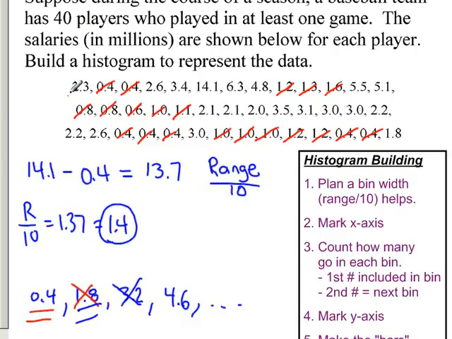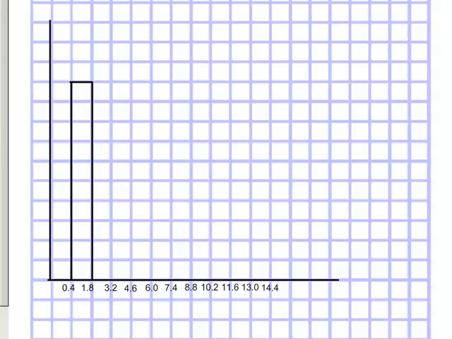We've got 1, 2, too big, too big, 3, 4, 5, 6, 7, 8, 9, 10, 11, 12, 13. So there are 13 things that are going to fall in this category, this class, or this bin.